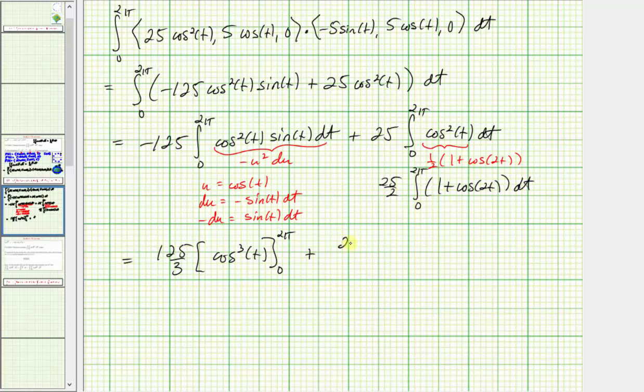So here we have plus 25 halves times, well, the antiderivative of a 1 with respect to t would just be t. Now we integrate cosine 2t, we do have to perform u substitution, where u equals 2t, differential u equals 2 dt, dividing both sides by 2. Notice how dt is equal to 1/2 du. So we can think of this as 1/2 cosine u. So the antiderivative would be 1/2 sine u, which is really 1/2 sine 2t.